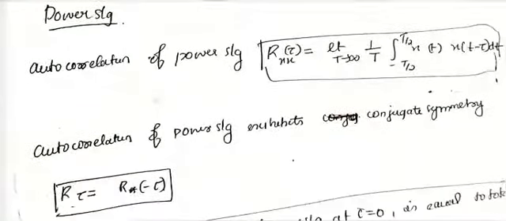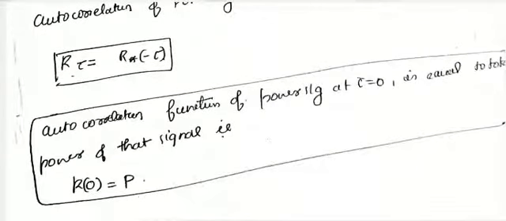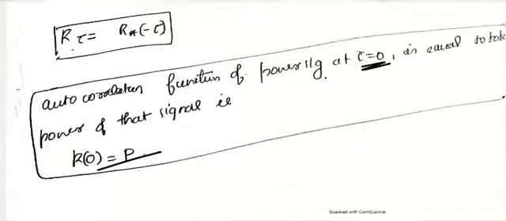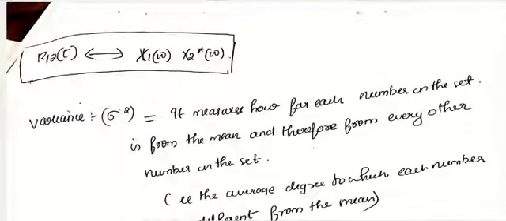The autocorrelation of a power signal exhibits conjugate symmetry. The autocorrelation function of a power signal at tau equal to 0 is equal to the power of the signal. It depends upon the signal. If it is an energy signal, the autocorrelation function at tau equal to 0 will give us energy, and if it is a power signal, it will give us power. And again, R12 of tau will give us X1 of omega into X2 star of omega.